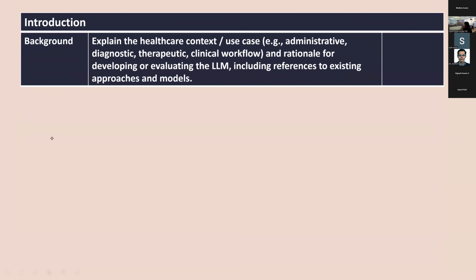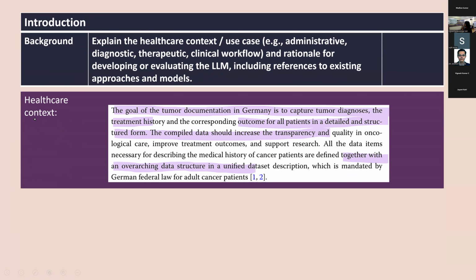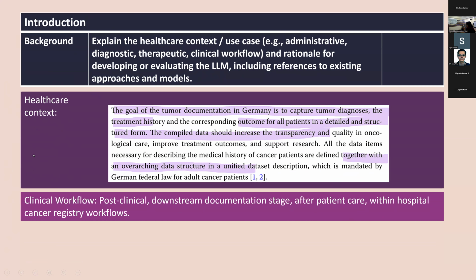And next is the background. Explain the healthcare context and use case and rationale for developing or evaluating LLM, including reference to existing approaches in model. When we look at the study, the healthcare context is that they have to capture the tumor diagnosis and treatment history and the corresponding outcome of all patients in a detailed and structured manner. And this is mandated by federal law for adult cancer patients. And where it fits in is the post-clinical downstream documentation stage after patient care within the hospital cancer registry.